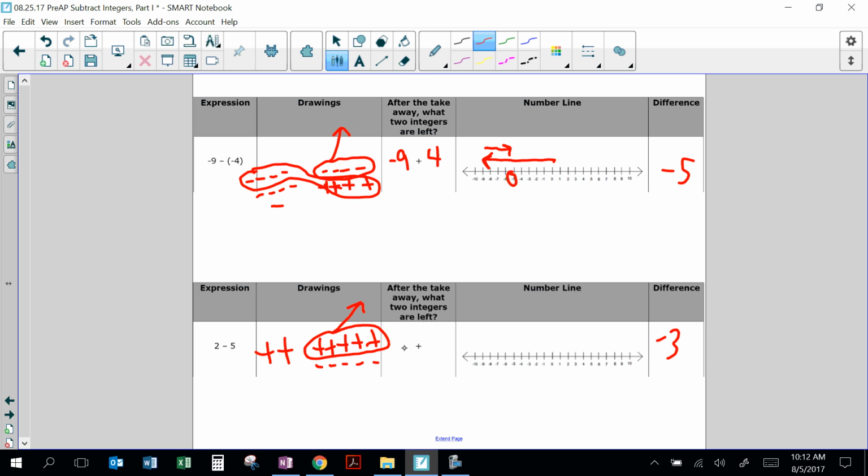And what do I have left? What 2 integers do I have left? I have 2 and -5. So let's think about it. You have $2 and you bought something with a credit card for $5. If you're buying something with a credit card, is that saying you're spending money? Is that saying that you have -5? It is. So 2 minus 5 is like saying 2 plus -5. You're starting at 0, you go 2 units to the right, and then 5 units to the left, so you stop at -3.